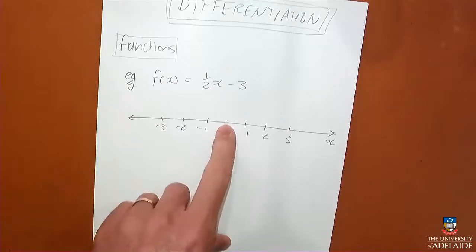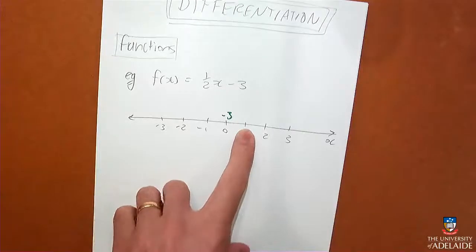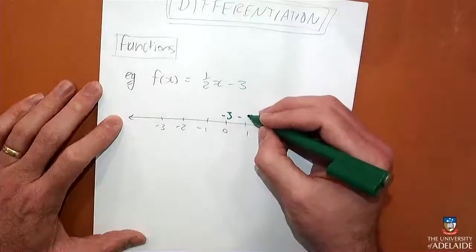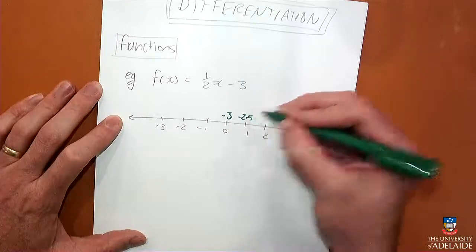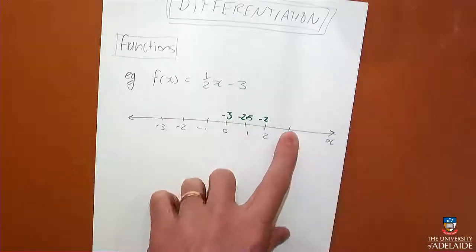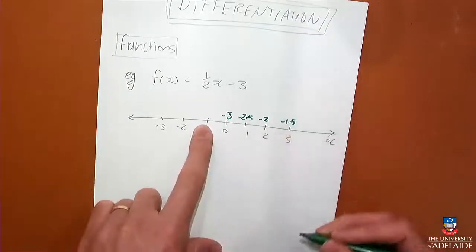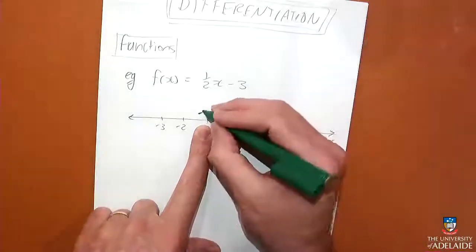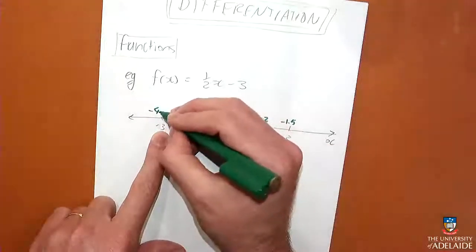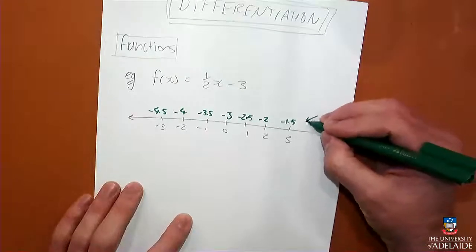So for example, if I put 0 into the formula, I will get a half times 0 minus 3, which is negative 3. And if I put 1 into the formula, I'll get a half times 1, which is a half, minus 3, which is minus 2.5. And at 2, I'll get a half times 2 minus 3, which is minus 2. And then at 3, I'll get a half times 3 minus 3, which is minus 1.5. And at negative 1, I'll get a half times negative 1 minus 3, which is minus 3.5. And this should be minus 4. And so at every point I can figure out what the function value is. So these ones are f of x.